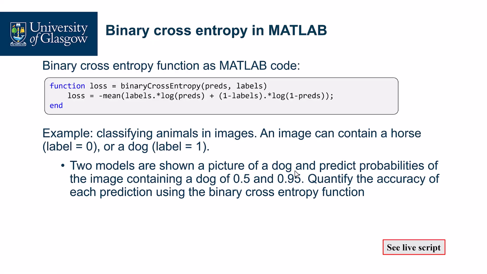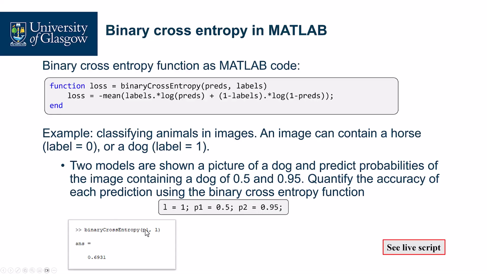Now we can quantify the accuracy through the binary cross-entropy loss function. The label is 1 because it's a dog, and we put the two probabilities here. Then we call this function, binary cross-entropy with P1, which is 0.5, and the label is 1, so the loss is 0.69. And then we can put P2 in, 0.95. We can see the loss is very small, right? So this is the binary cross-entropy. For more details, you can look at the live script.